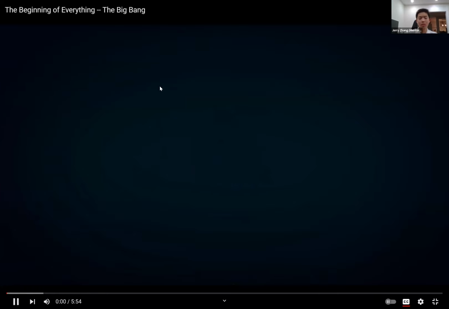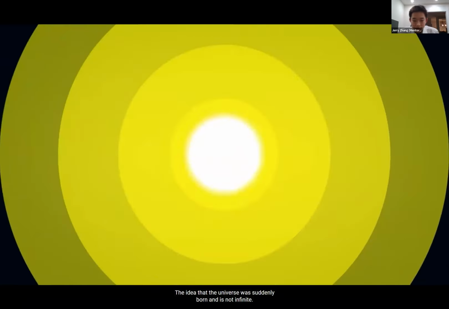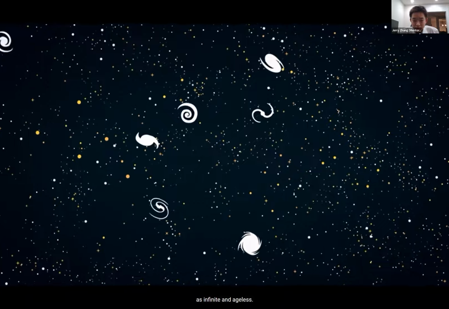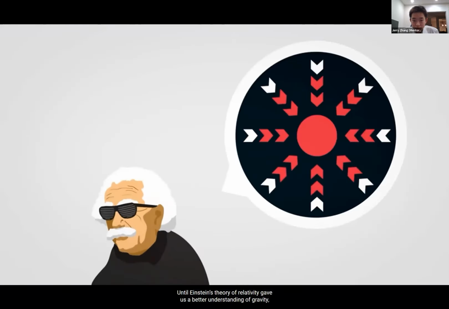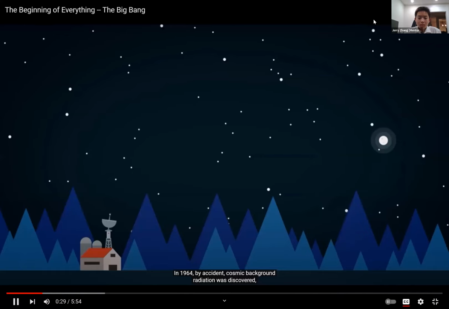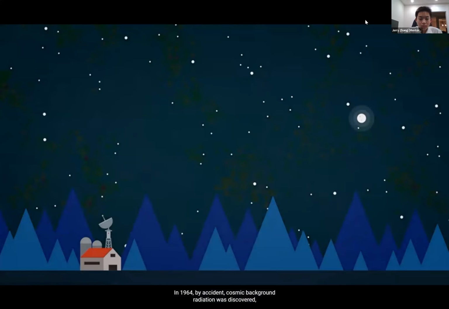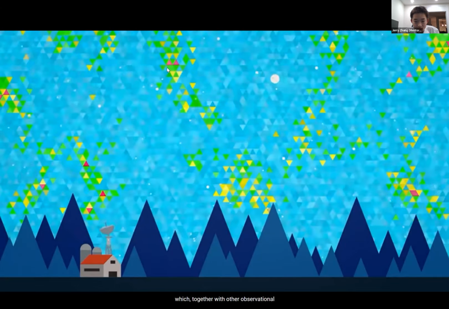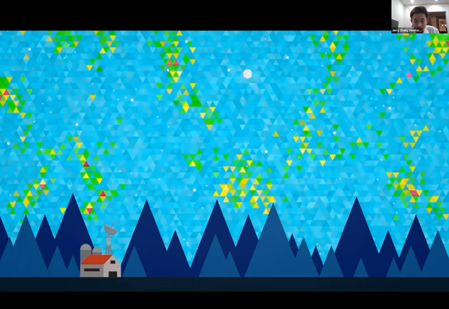The beginning of everything, the Big Bang. The idea that the universe was suddenly born and is not infinite. Up to the middle of the 20th century, most scientists thought of the universe as infinite and ageless. Until Einstein's theory of relativity gave us a better understanding of gravity, and Edwin Hubble discovered that galaxies are moving apart from one another in a way that fits previous predictions. In 1964, by accident, cosmic background radiation was discovered, a relic of the early universe, which together with other observational evidence made the Big Bang the accepted theory in science.